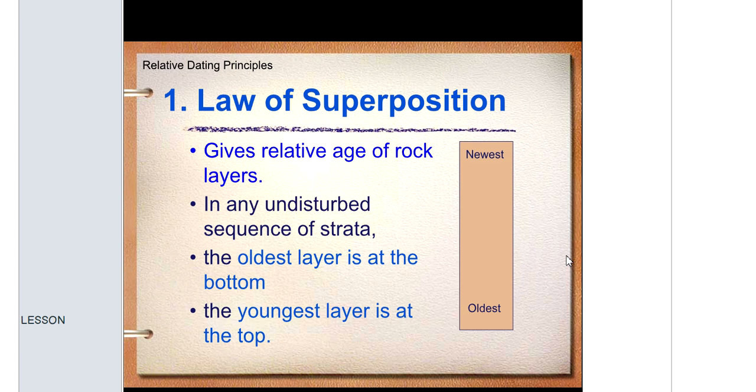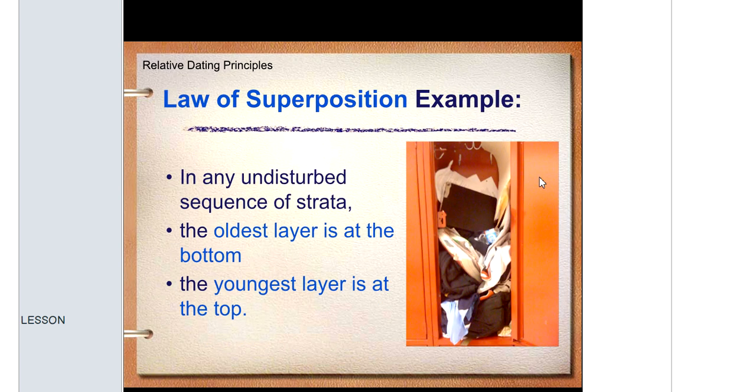Again, relative dating just gives us a relationship. So this is perfect for this because you have oldest and newest. That's a relationship. You can put those in order.